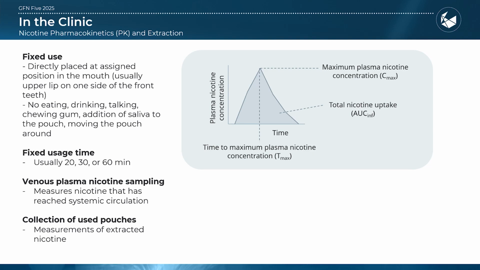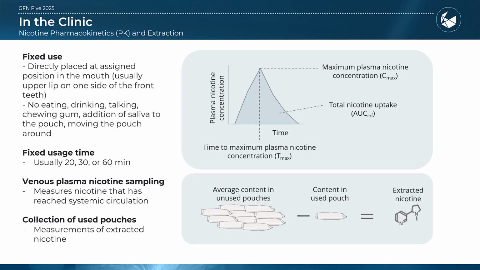Before, during, and after use, repeated blood samples are taken to plot the pharmacokinetic curve of plasma nicotine concentrations over time. Doing this allows for calculations of maximum plasma concentration, time to maximum plasma concentration, and total nicotine uptake, which is the area under the curve. By collecting used pouches, measuring how much nicotine is left in the pouch, and then comparing that to the average content of several unused pouches, the nicotine extracted during use can be calculated.